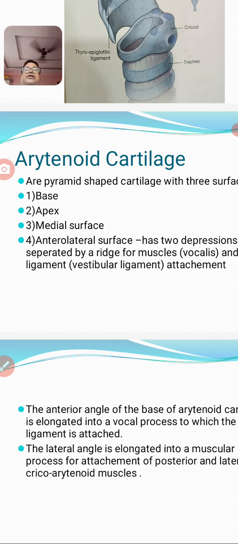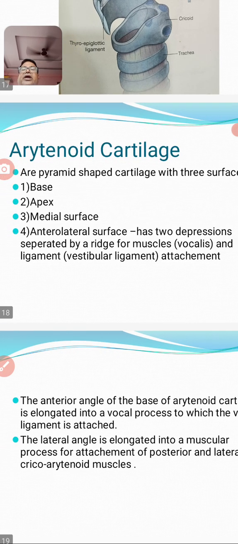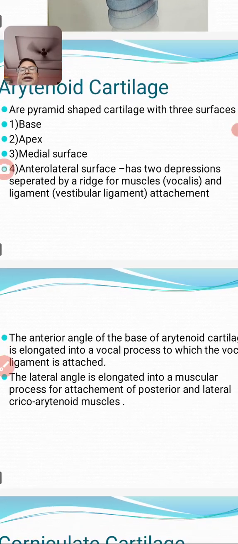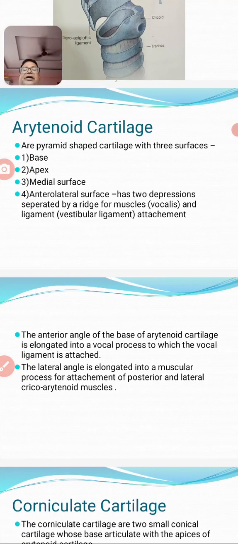The anterolateral surface has two depressions, separated by a ridge, for the vocalis muscle and for the vestibular ligament attachment. The anterior angle of the base of the arytenoid cartilage is elongated into a vocal process, to which the vocal ligament is attached, and the lateral angle is elongated into a muscular process for the attachment of the posterior and lateral cricoarytenoid muscles.